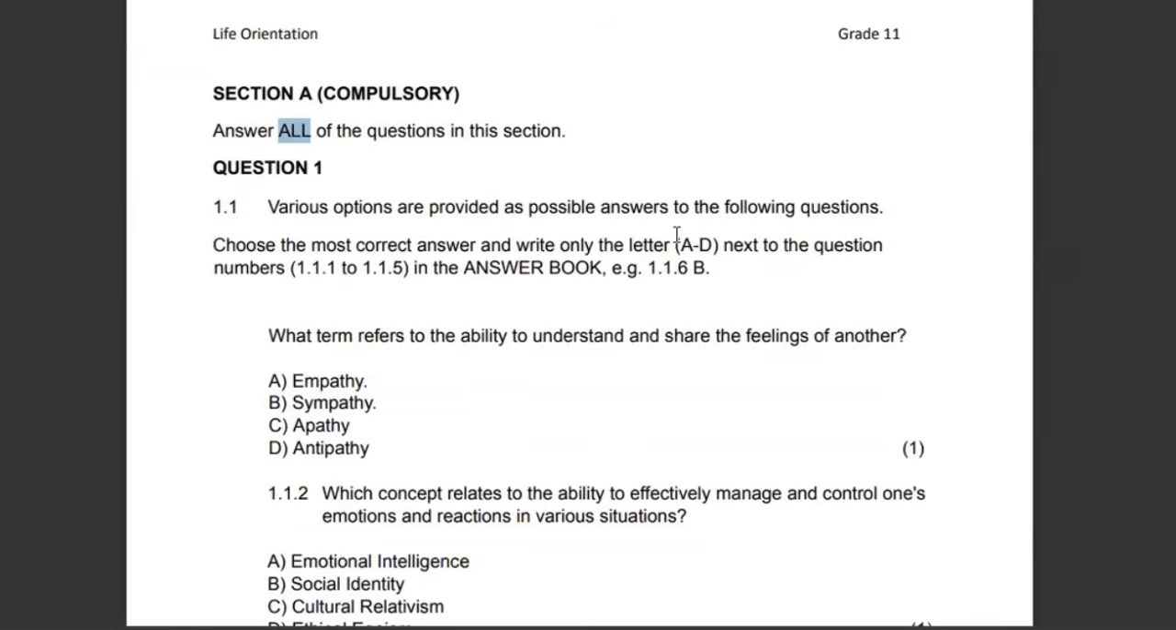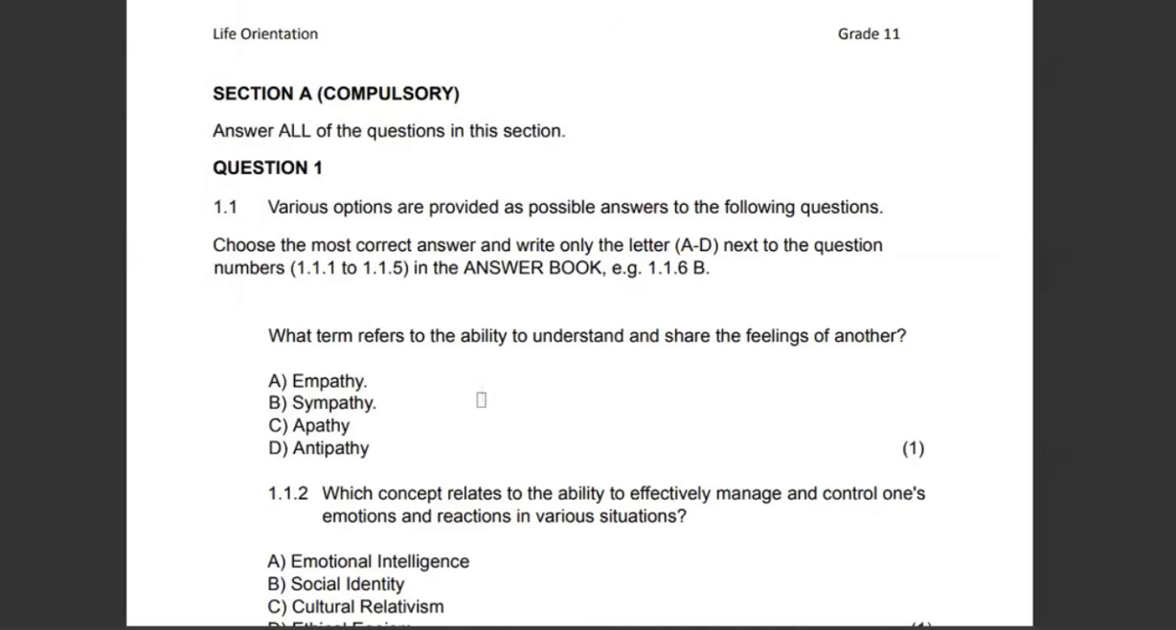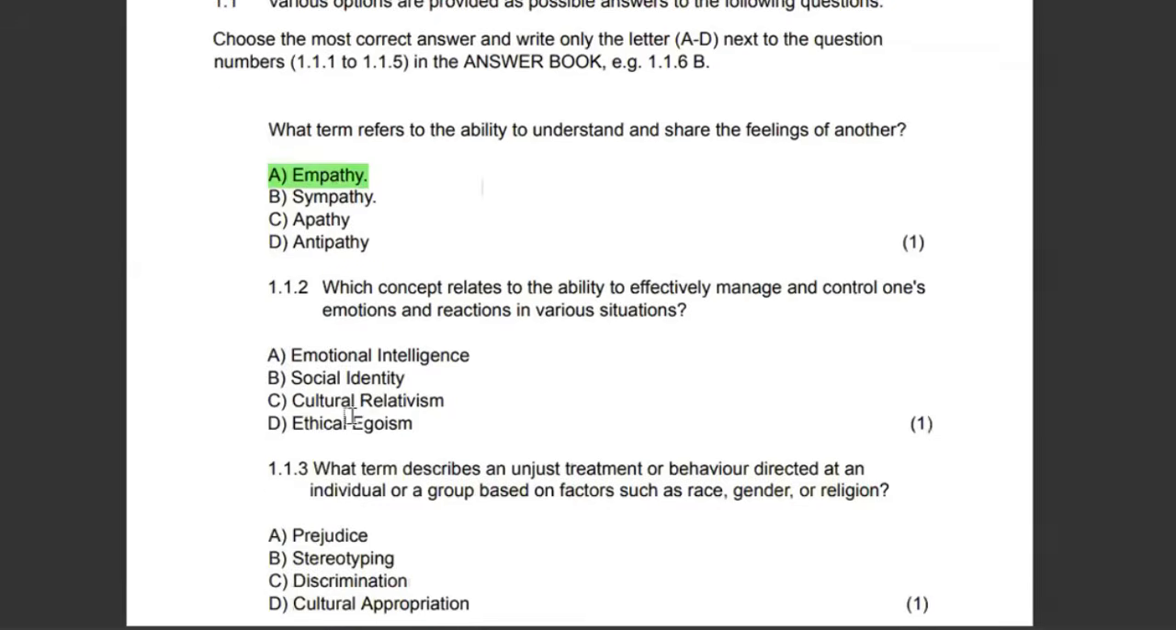For example, 1.1.6b. What term refers to the ability to understand and share the feelings of another? So our key term here is the ability to share feelings of another. That term is known as empathy. That is the ability to understand how another individual is feeling and sharing the same feeling with that individual. So the correct answer here is empathy, which is highlighted in green.